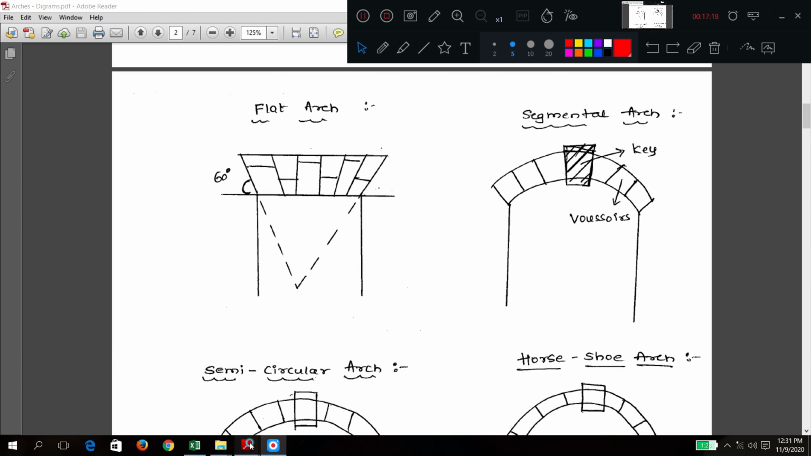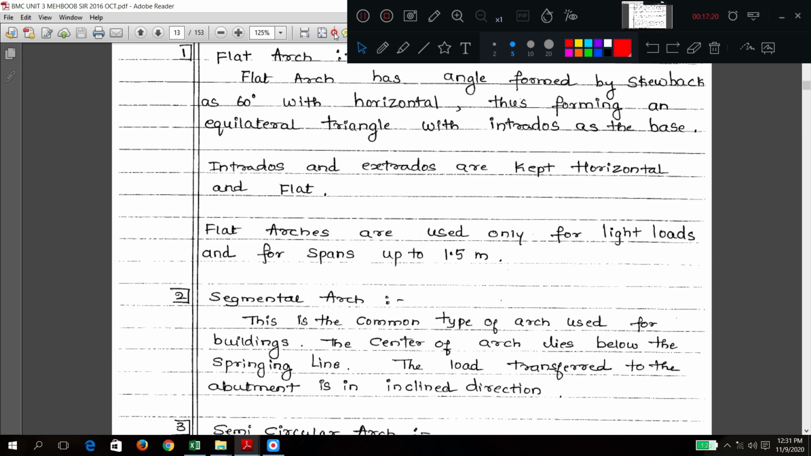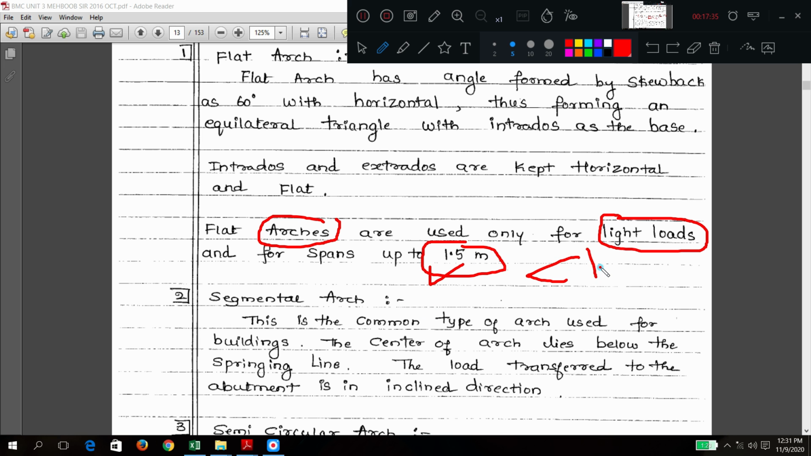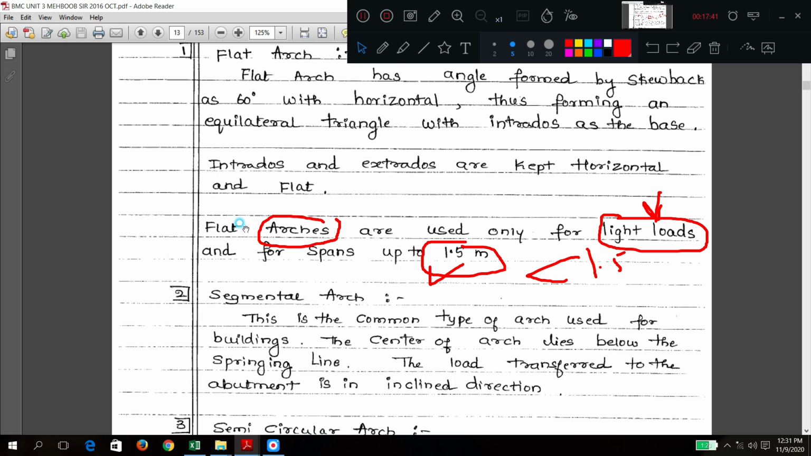So now, where can it be used? This type of flat arch is used only for light loads and less span. If the span is very small, less than 1.5, and the loads are light, you can go for these flat arches. I hope it is now clear.